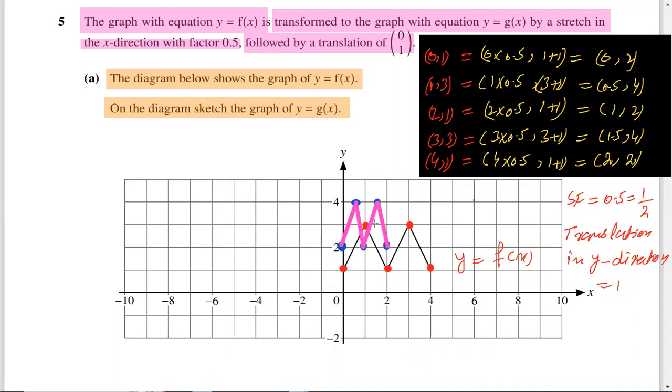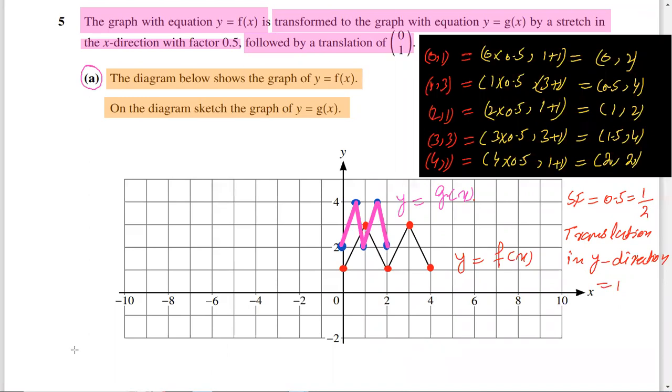Okay, so in this way, this is the new graph. And it is y is equal to g of x after the transformation of stretch and translation. In this way, part A is completed.